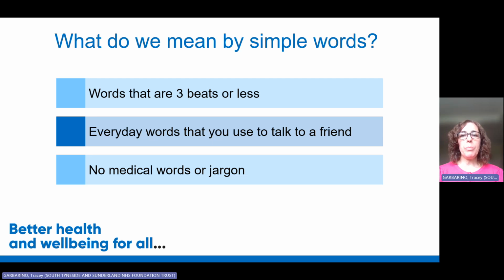So what do we mean by simple words? Well, these are words that are 3 beats or less. So if you think about the term blood pressure, blood is 1 beat and pressure is 2. Also think about everyday words that you would use when you're talking to a friend, so no jargon or medical terminology.